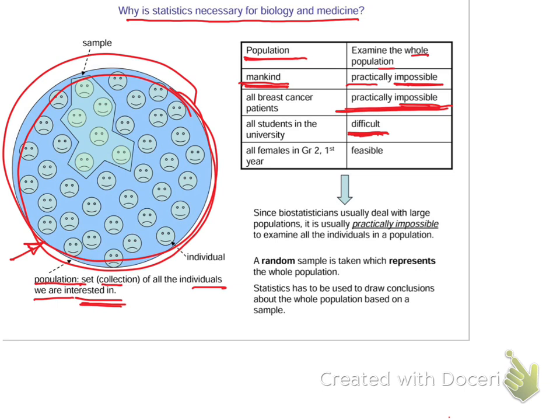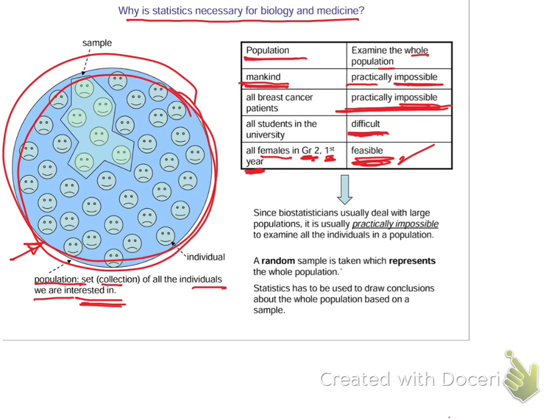But if I said all females in grade 2 who are having their first year, the females only. For grade 2, for example, I have 500 people, 200 or 300 of them female. So it is feasible. I can examine them, I can run tests on them, I can use the whole population. Of course, if I can use the whole population for any test or any statistics, it will be more accurate. If I have a smaller sample, it will be less accurate. The smaller and smaller it gets, the less accurate it becomes.